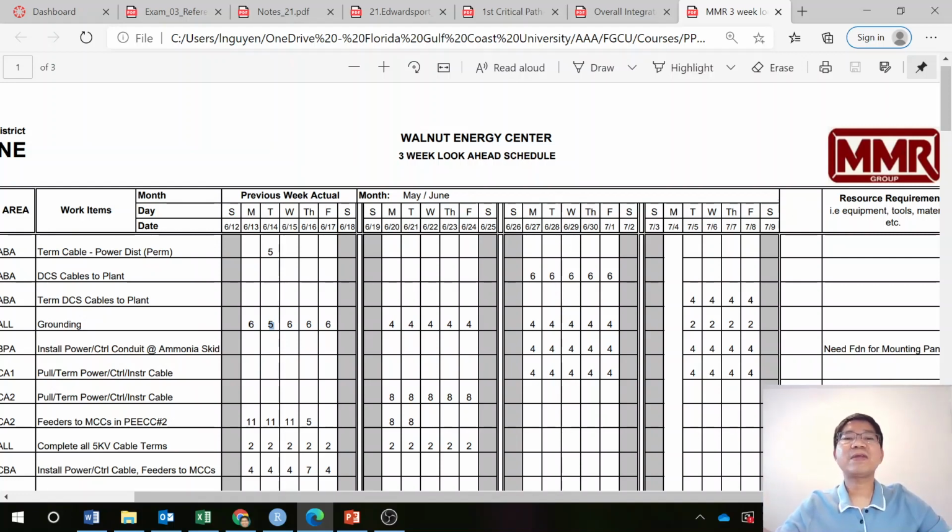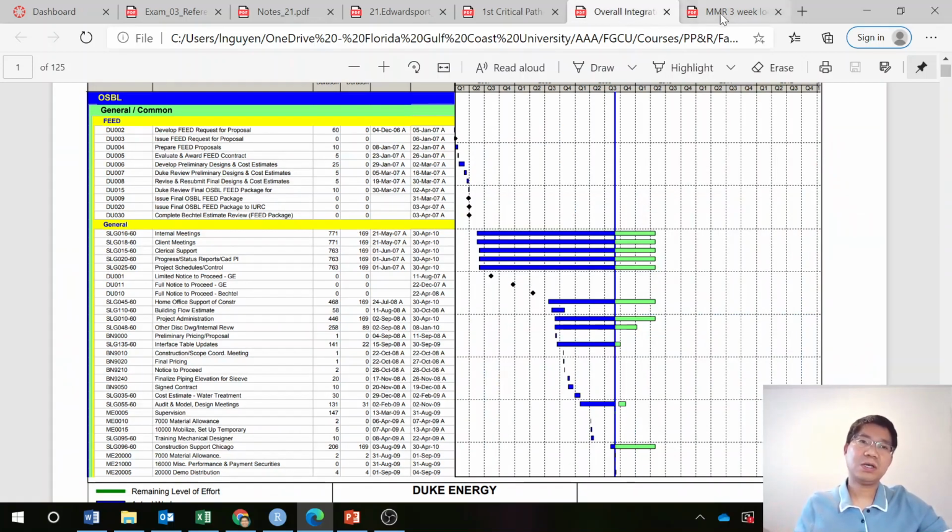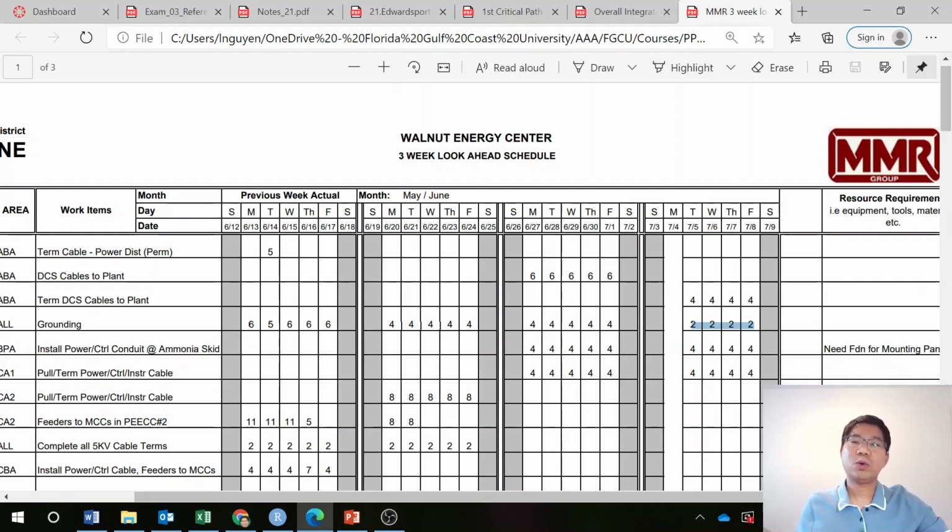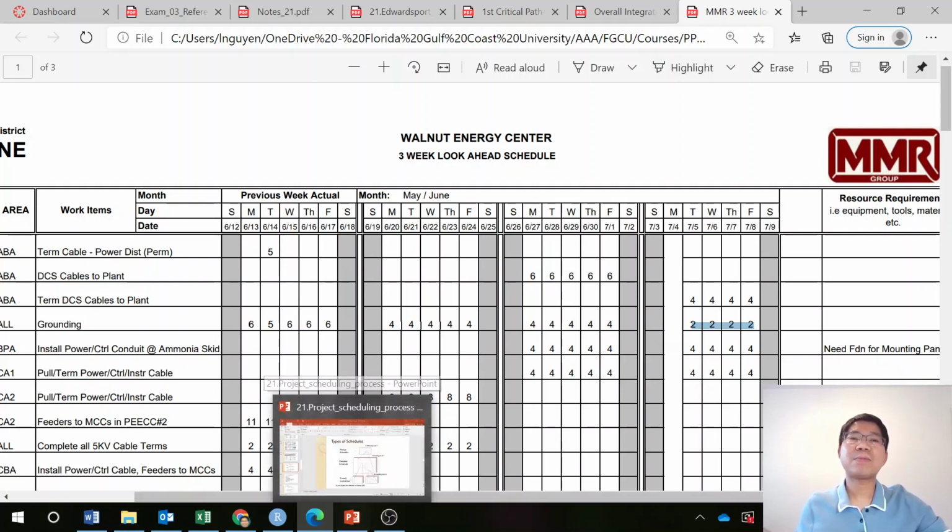And then what you plan for the next 3 weeks, and that's why we call it 3-week look ahead. The first week, 4 people for that same work, grounding. The second week, 4 people, and the final week is 2 people each day. So that is the look ahead, with more detail and the resources required to execute certain activities on the detailed schedule that I showed you previously. So that covers the types of schedule.